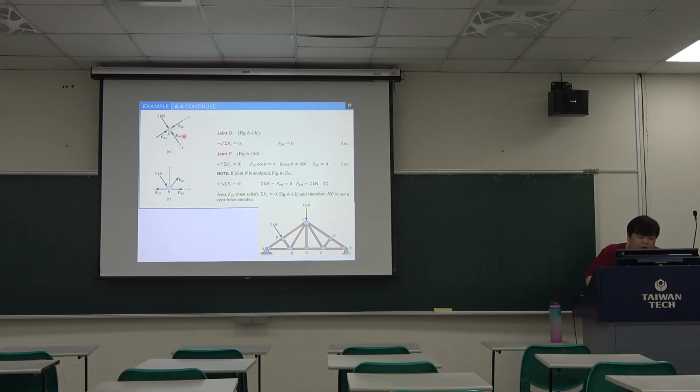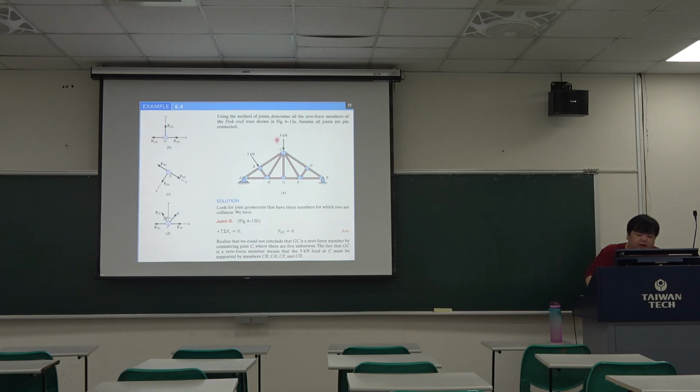And if you focus on the joint B, then you can calculate the summation Fx equals 0. Then you will know FBH is just equal to 2 kilonewton. Okay, so just find the situation like this, and you can find that it is easy to find the zero force members.